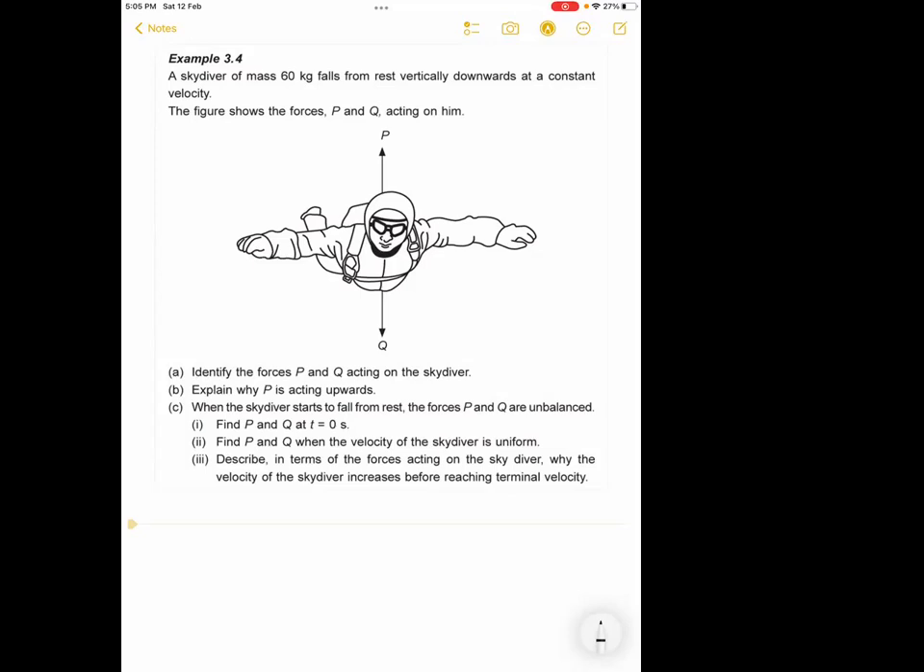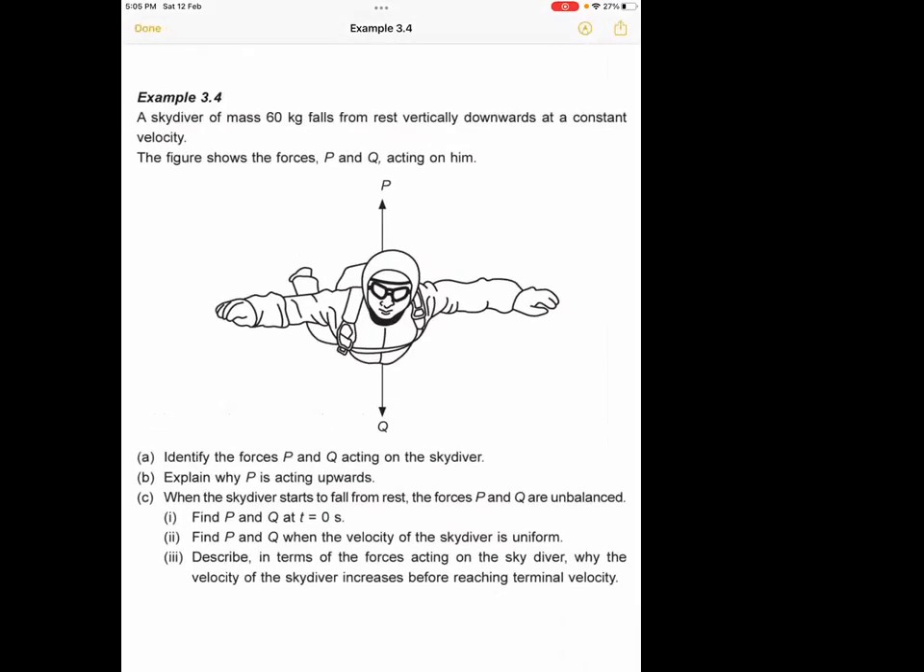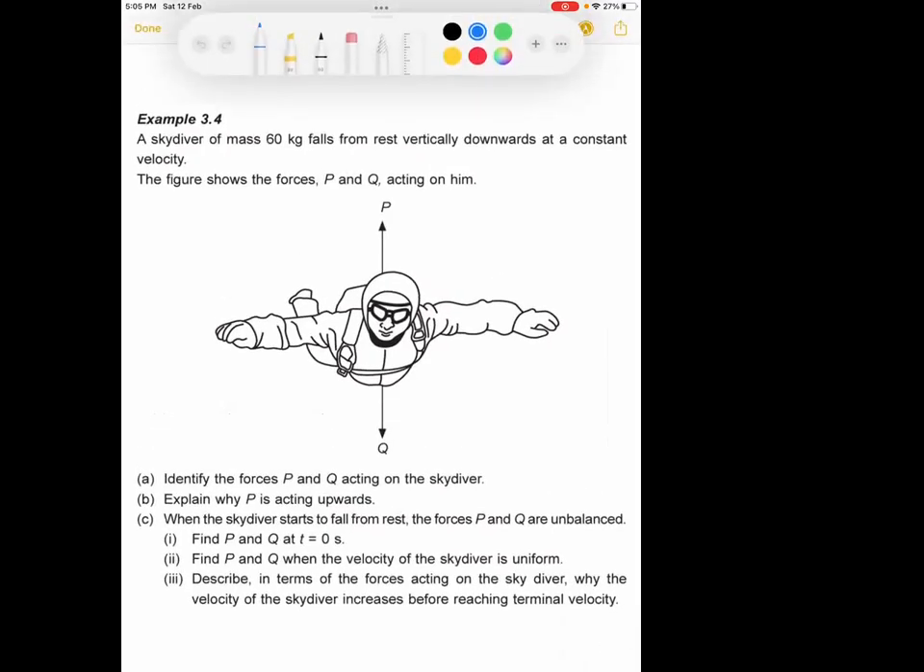The first one is weight and air resistance, right? Yes. So the first one, yes, P is the air resistance, and Q is the weight. Explain why P is acting upward.